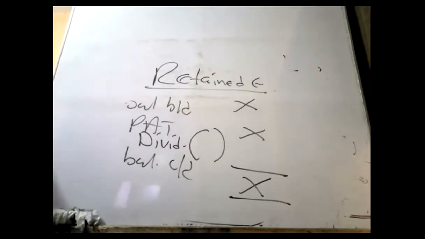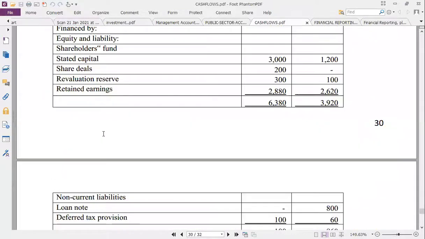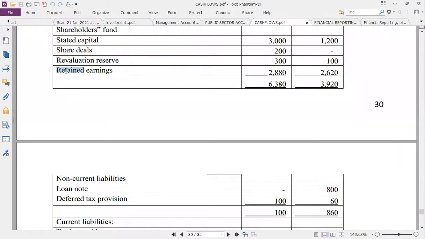So in this, even if you want to calculate the dividend, it will be like this. So the retained earnings is here. Opening balance 2,620. Closing balance 2,880.